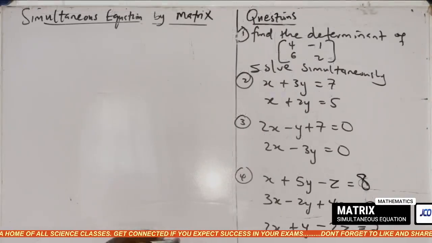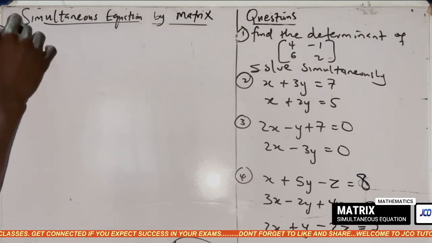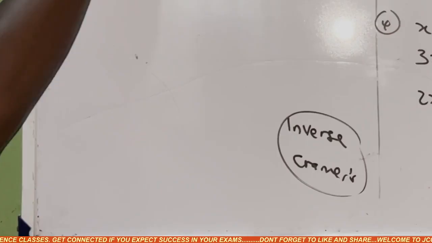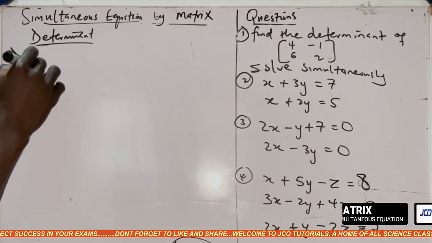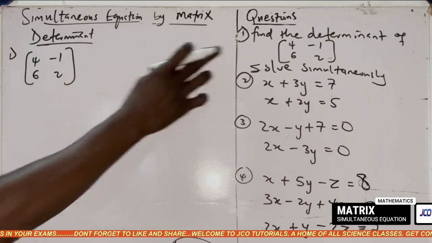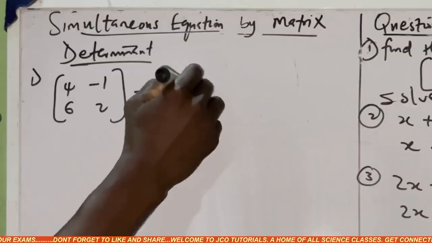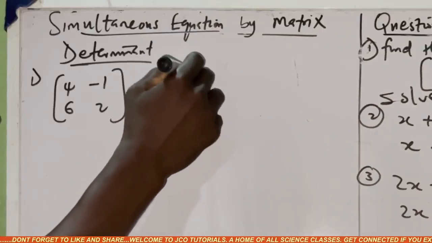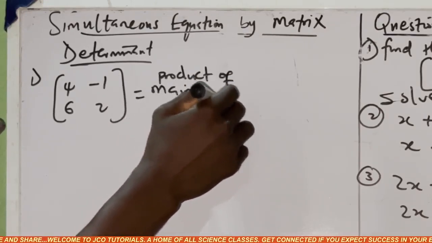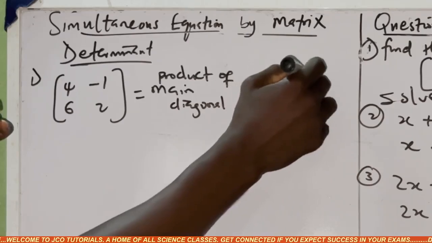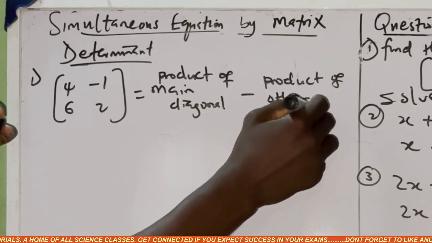This is the two ways of dealing with simultaneous equation. Now, how do we find the determinants? Determinants of that matrix there, you have 4, 6, minus 1, 2. So if you are going to find determinants, you're going to do the main diagonal products minus products of the other diagonal.